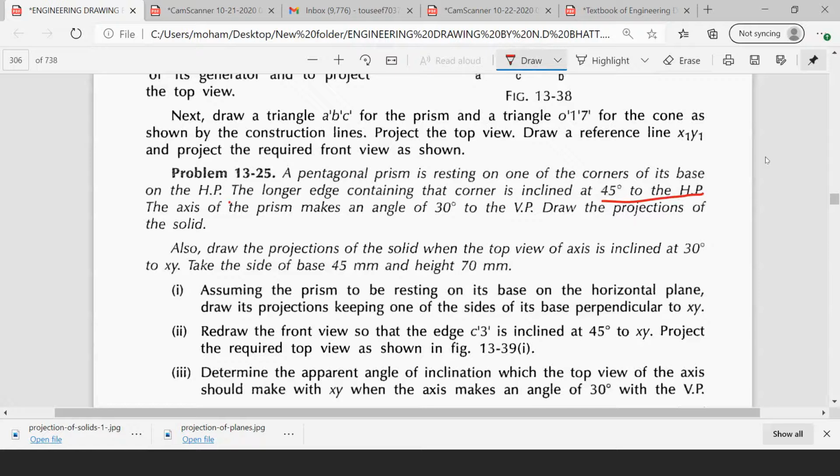Draw the projection of the solid. Understand? Draw the projection of the solid. Okay, up to here, the drawing. Draw the projection of the solid.